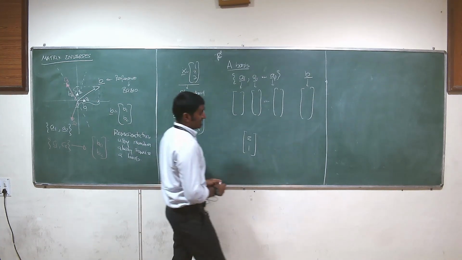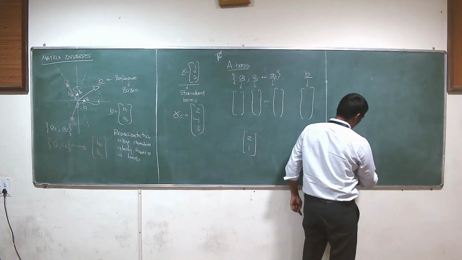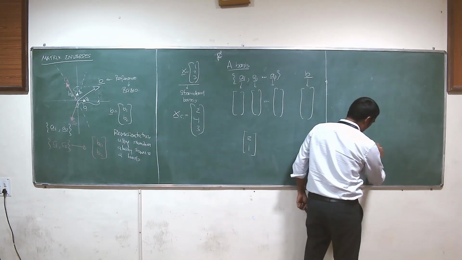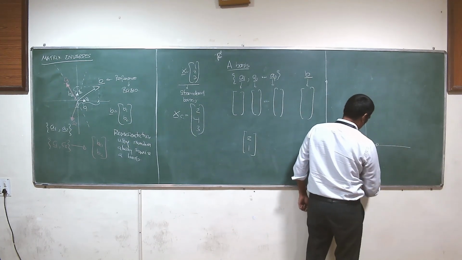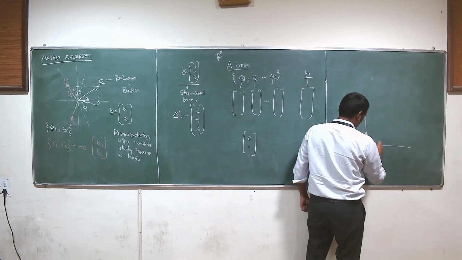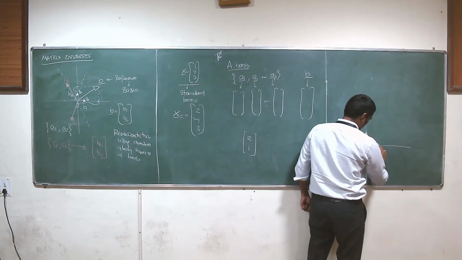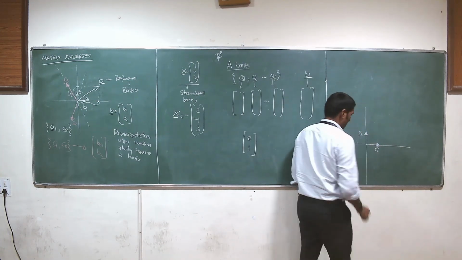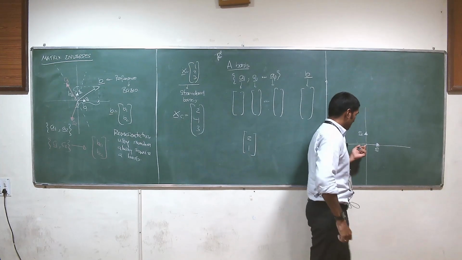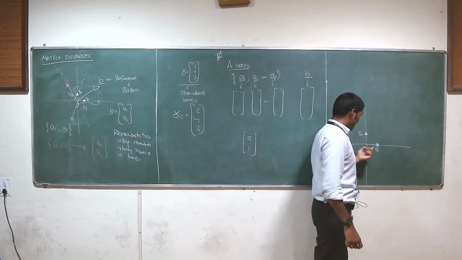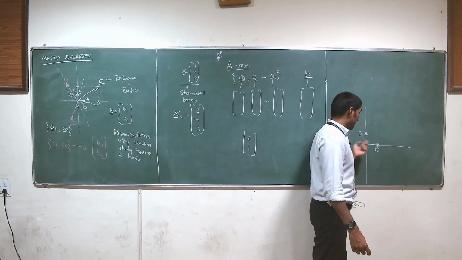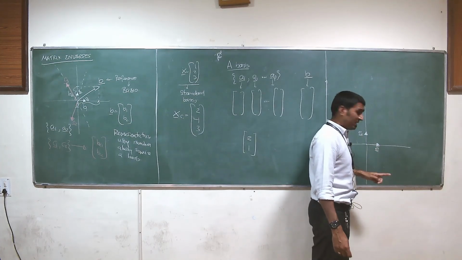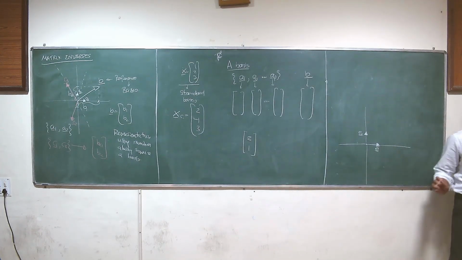I have some vector like this. You assume the origin. We've chosen an origin, and then we've chosen these two directions to be the directions for the standard basis. The standard basis is an orthonormal basis.